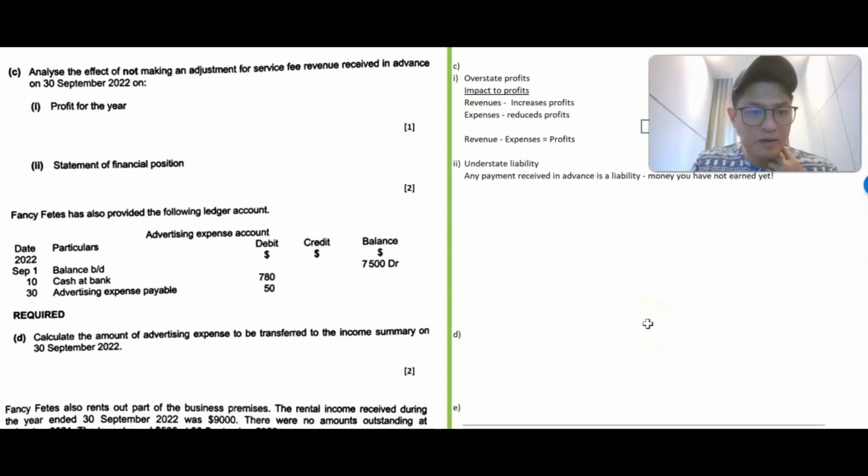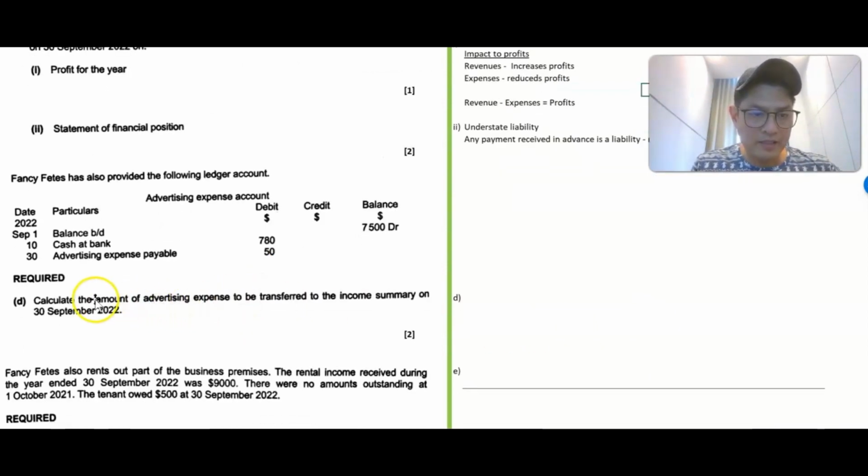The next part of the question is asking about this advertising expense account. It's asked us to calculate the amount of advertising expense that needs to be transferred to the income summary on 30th September 2022. So if you look at this account, on the first day of September, you have a balance brought down of 7,500. So this account is starting with 7,500.